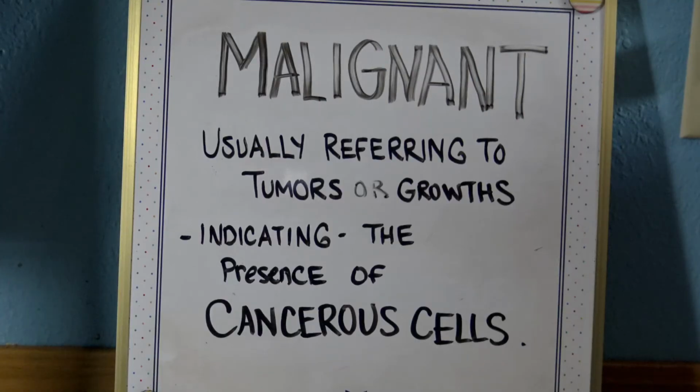Malignant. Malignant is usually referring to tumors or growths as well, but this one is indicating the presence of cancerous cells. So malignant means presence of cancerous cells.